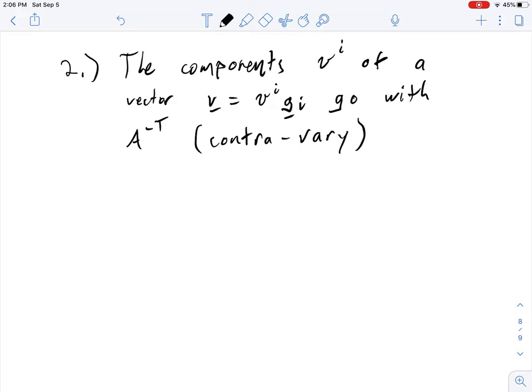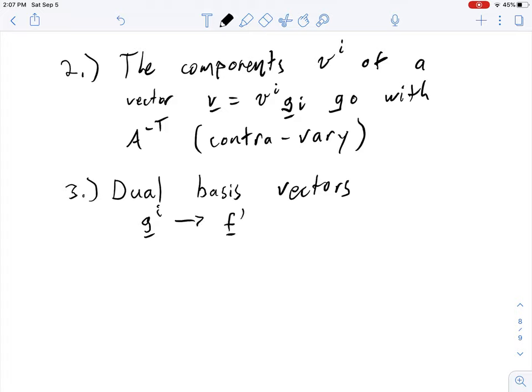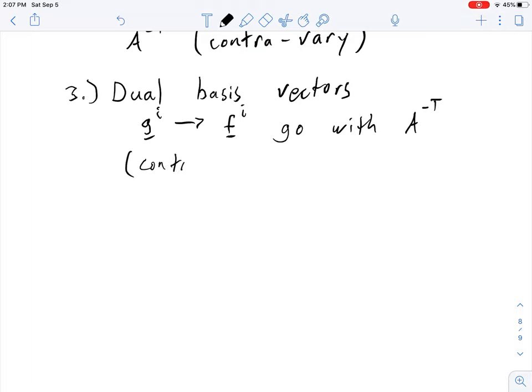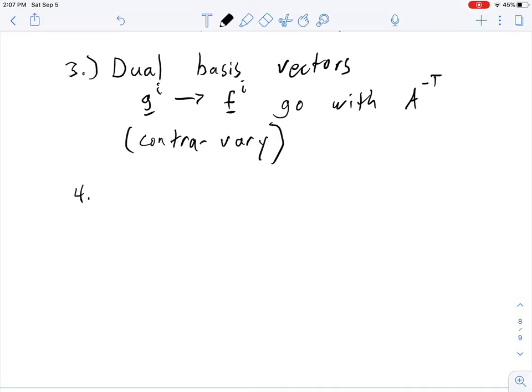The dual basis vectors also go with A inverse transpose, we just showed. Right, so if we wanted to send G_i to the corresponding F_i, they go with A inverse transpose. And the components of a covector go with A, so they covary.